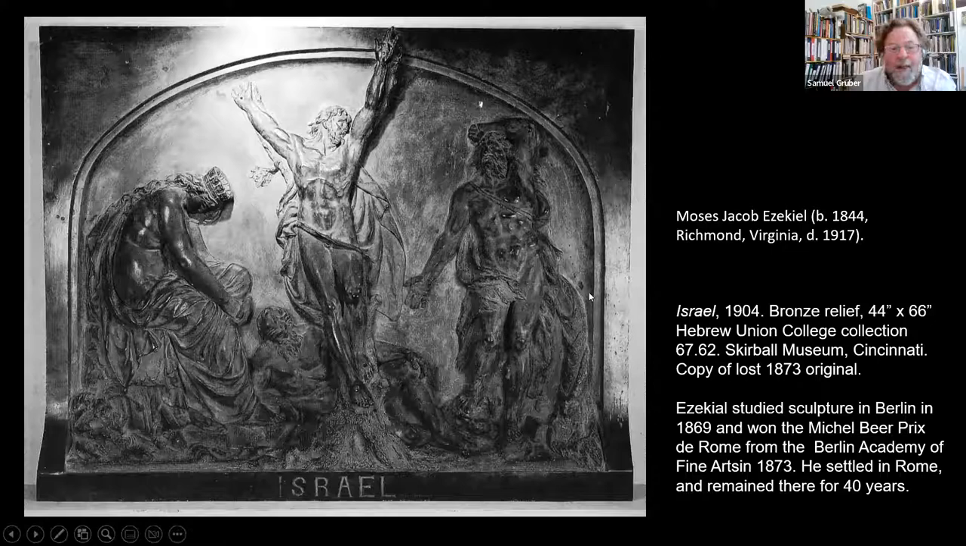But one of his most significant works for us is this relief called Israel, and it's now at Hebrew Union College at the museum in Cleveland, if you ever get there to see it. Also, the Isaac Mayer Wise bust is there. It's important because for me, it's this rising figure of a resurgent Israel. So this is 1904, the period of Zionism, but it's a very Christ-like figure. So it links to the Jewish Jesus.